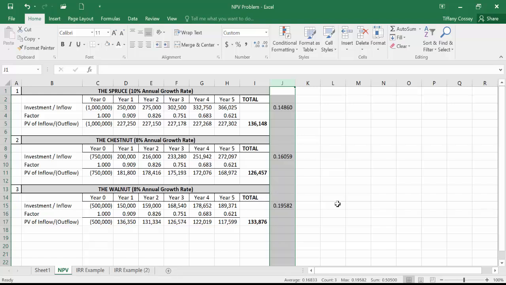So hopefully you've learned a little bit about IRR, and this should be helpful in any cost accounting class you have or on the CPA exam.